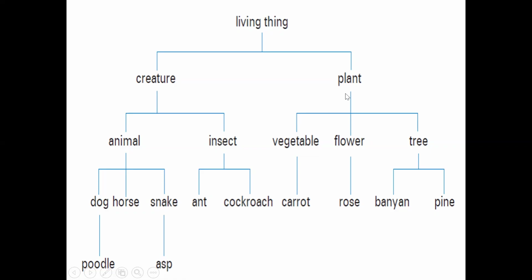If you look at the next one here, plant is the co-hyponym of living thing, but it can also become the superordinate of vegetable, flowers, and tree. Vegetable is a kind of plant, flower is a kind of plant, tree is also a kind of plant. So vegetable, flower, and tree share the same superordinate. So the term plant here is considered as superordinate, and vegetable, flower, and tree share the same superordinate. So they are called co-hyponyms. Okay?